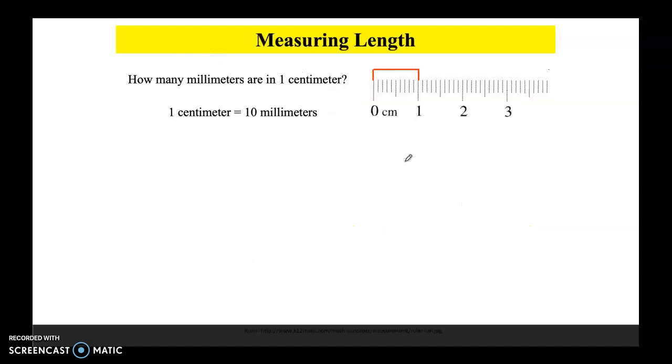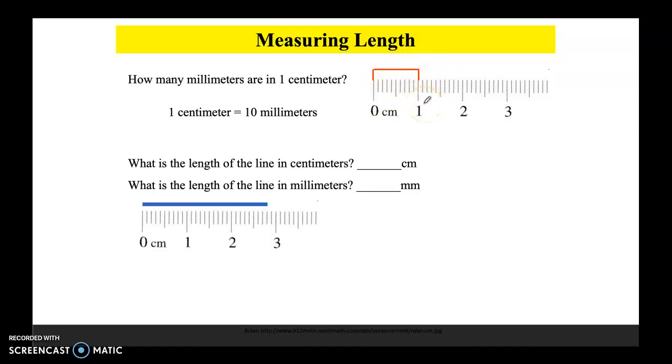All right, last slide for talking about the metric system, and then we're going to get into graphing, is measuring length. So we have 1 centimeter. When we're looking at a ruler, we're using the centimeter rulers. 1 centimeter is 10 millimeters. So if I was to measure this line, this would be 2.8 centimeters or 28 millimeters.